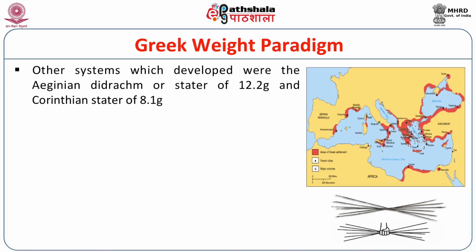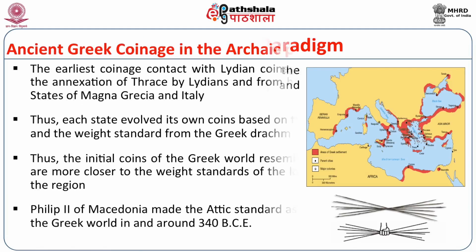Similarly, there were other concepts of weight. One was the Aegean didrachm, which was basically 12.2 grams, and another was the Corinthian stater, weighing about 8.1 grams. The Corinthian stater was also used later by the Romans basically to weigh their gold coins.